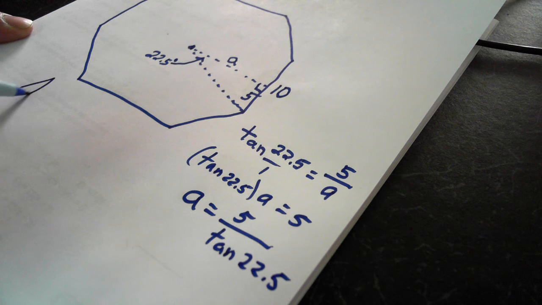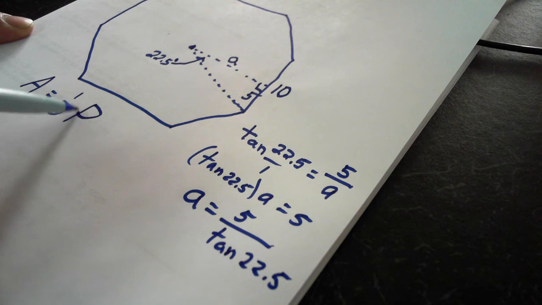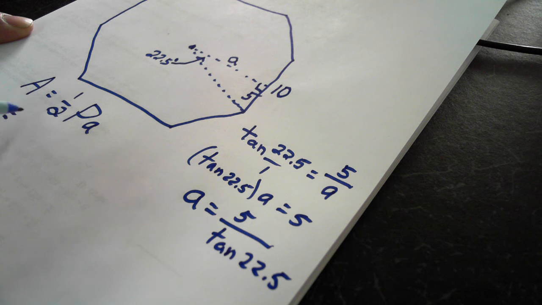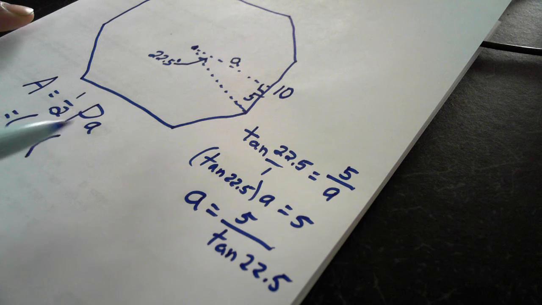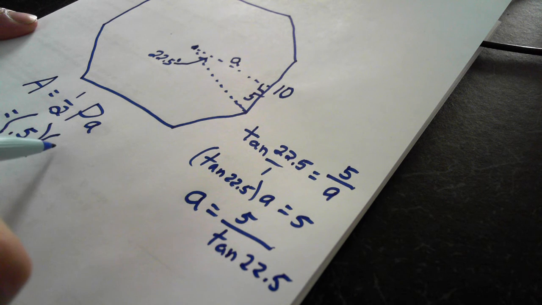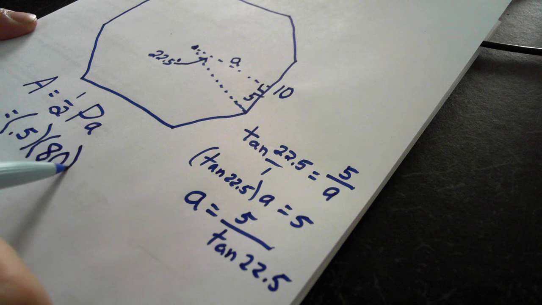The area is 1/2 P A. So we're going to calculate up 0.5 times the perimeter. You seeing 80 like I'm seeing 80? Yep. Yes, she is.